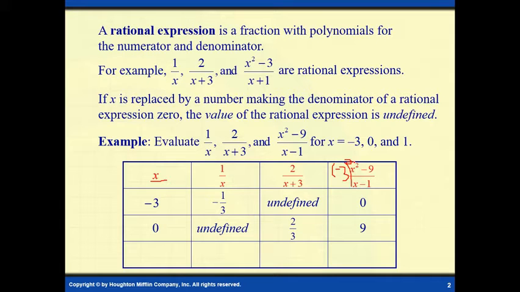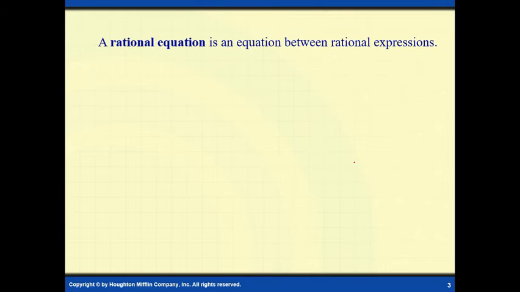Okay, the next one is 0 for our x, so that means the first equation will be undefined. The second equation is 2/3, and the third equation is going to be negative 9 over negative 1, for 9. And then when we plug 1 in for our x's, we'll have 1, 1/2, and then the third one will be undefined because in the denominator you will have 1 minus 1 for 0.